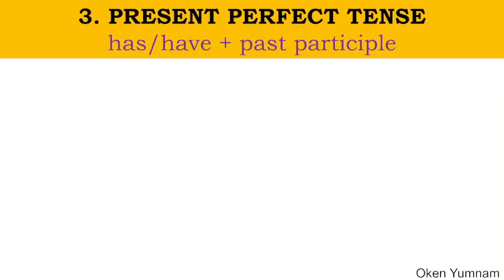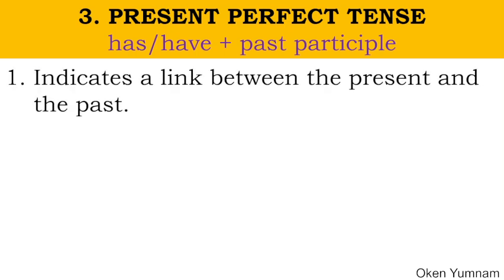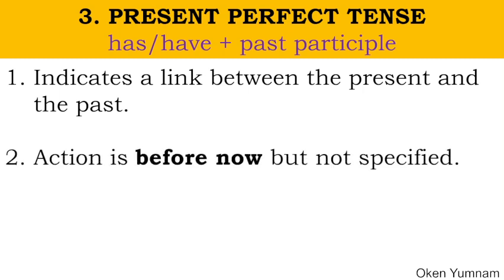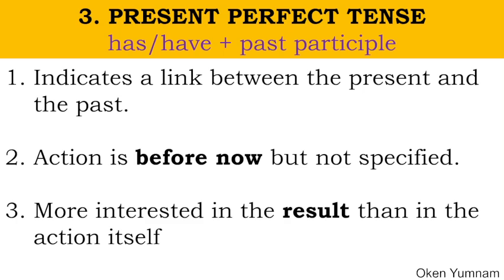Now let's come to present perfect tense. Present perfect tense, we use it either with has or have depending upon the subject, followed by past participle form of the verb. Let's see here. This present perfect indicates a link between the present and the past. So that is why present perfect. See, action is before now, but when exactly is not specified in present perfect tense. And in present perfect tense, the speaker is more interested in the result than in the action itself. Not in the action, but the result of the action.